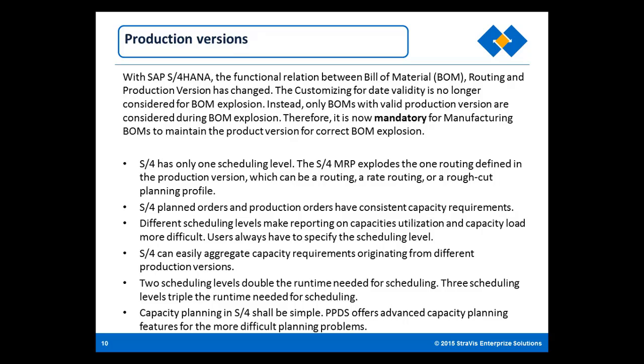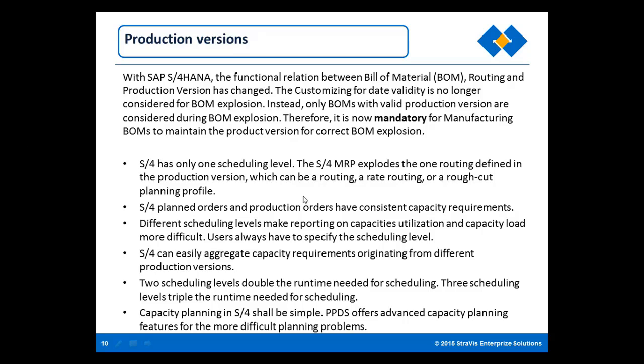Instead, only BOMs with valid production versions are considered during BOM explosion. Therefore, it is now mandatory for manufacturing BOMs to maintain production versions for correct BOM explosion. So no more selection IDs being selected based on the BOM validities. You must have a production version with a valid BOM and valid routing to explode the BOM whenever the MRP run takes place.